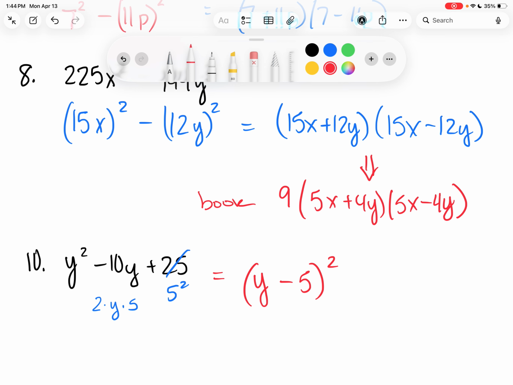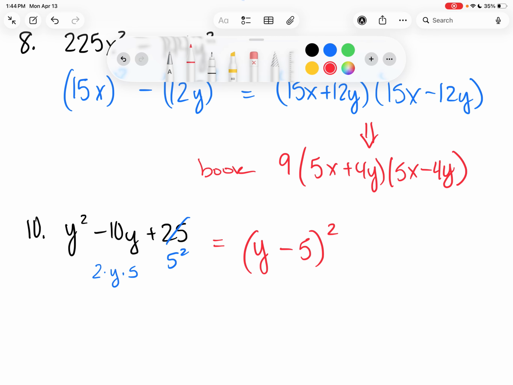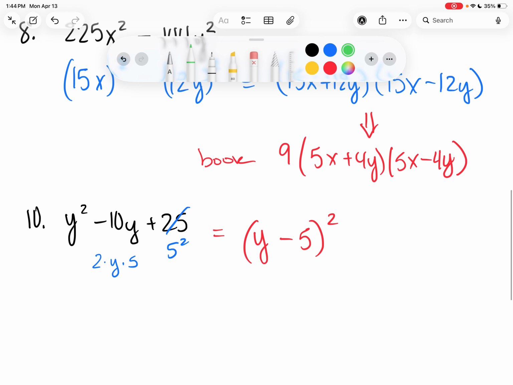Now, just like in the previous sections where we could FOIL to check, I can still FOIL to check all of these ones, right? I can just multiply them back and check those. This one, if I want to FOIL to check, I would have to rewrite this as y minus 5 times y minus 5 in order to FOIL and check that. Okay, so just be aware of that.